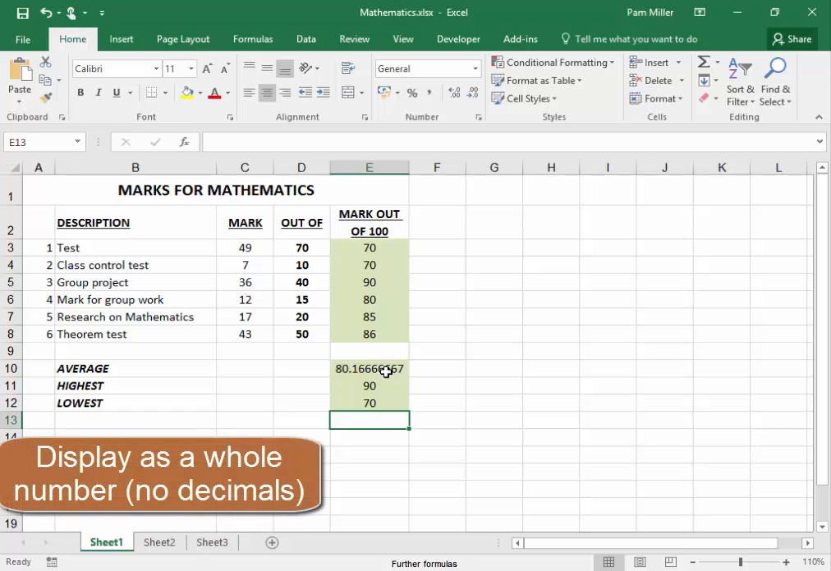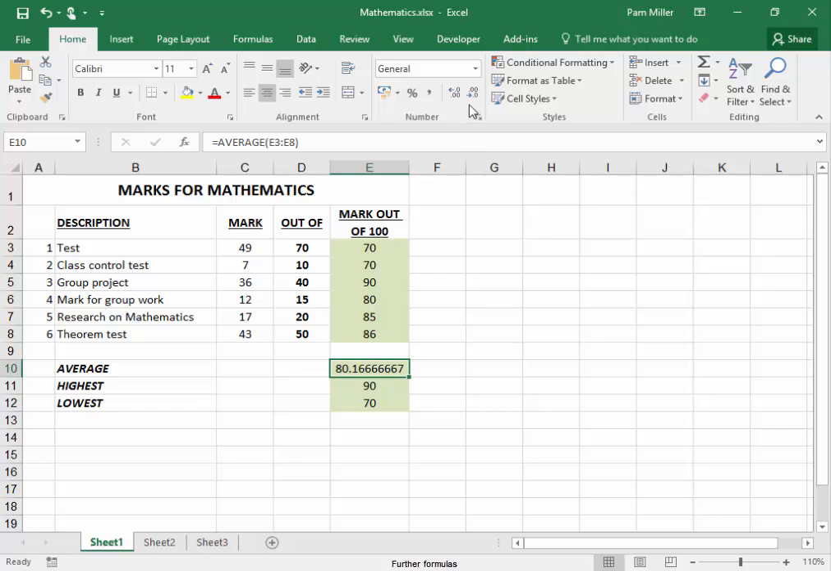I want to display this with no decimal points. Select it. Decrease decimal. Correct. Now there's another way of doing this.